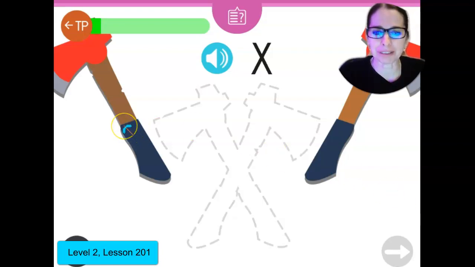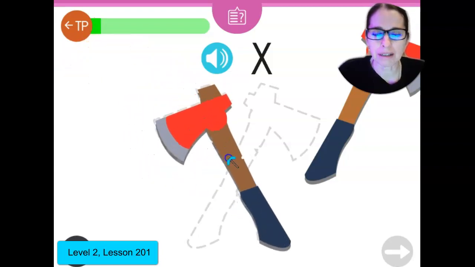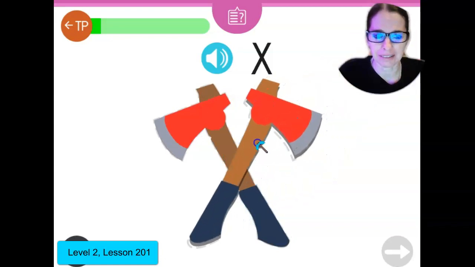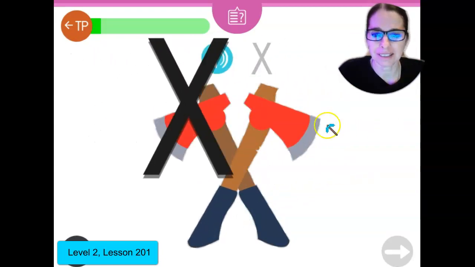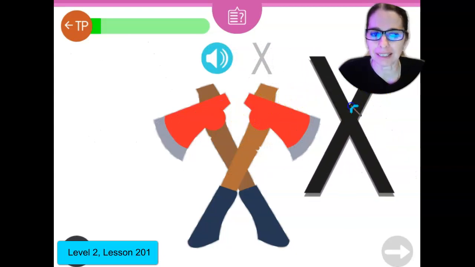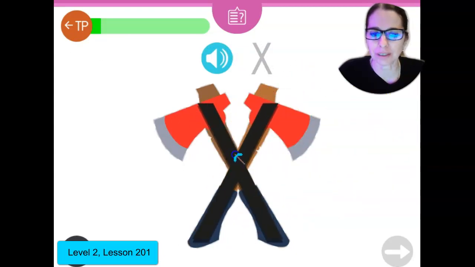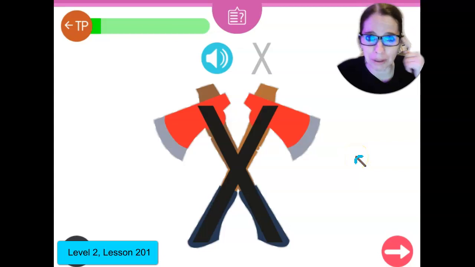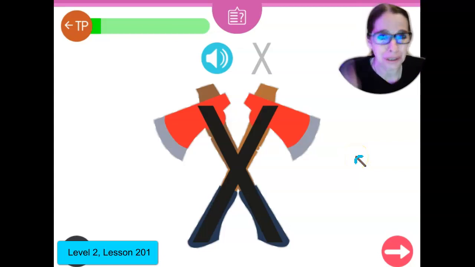This is another jigsaw puzzle. To complete this jigsaw puzzle, you will form the pieces on top of the outline such that it makes the letter that is representing this sound, X, as in axe. When we see this letter, we remember the axe, and that helps us to refresh our memory on the sound. X, as in axe.